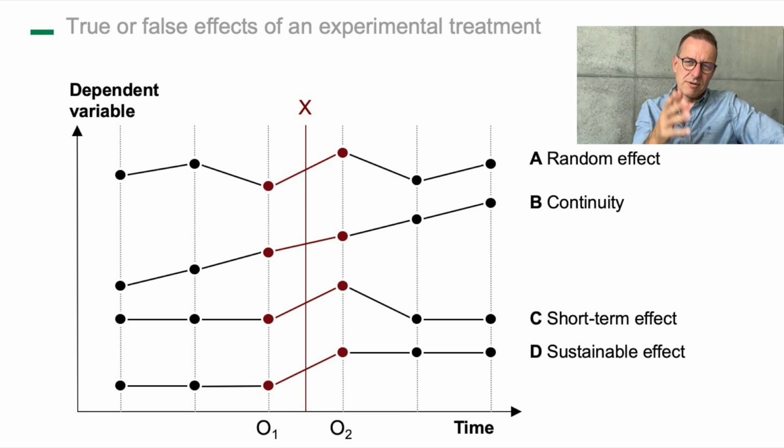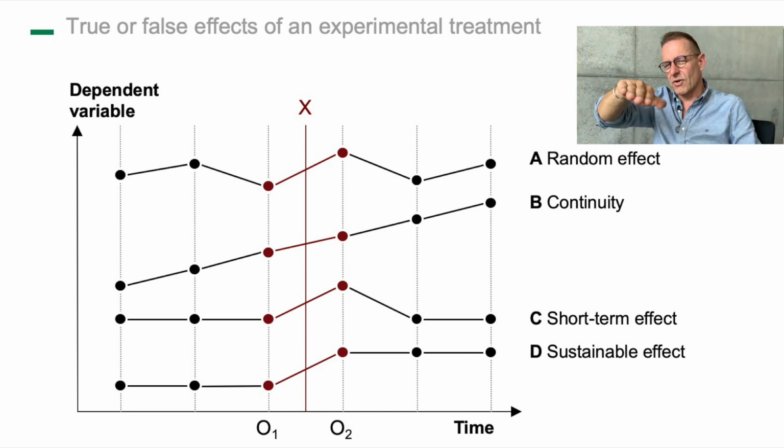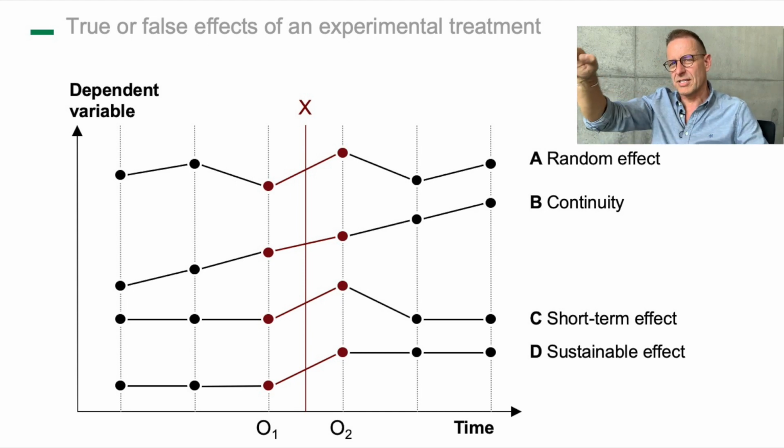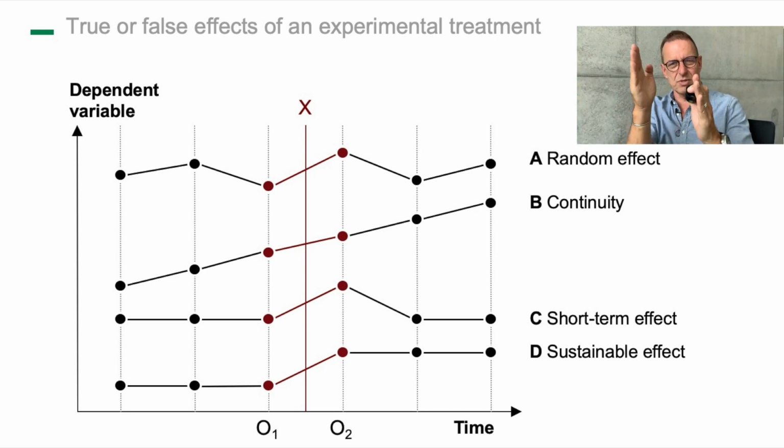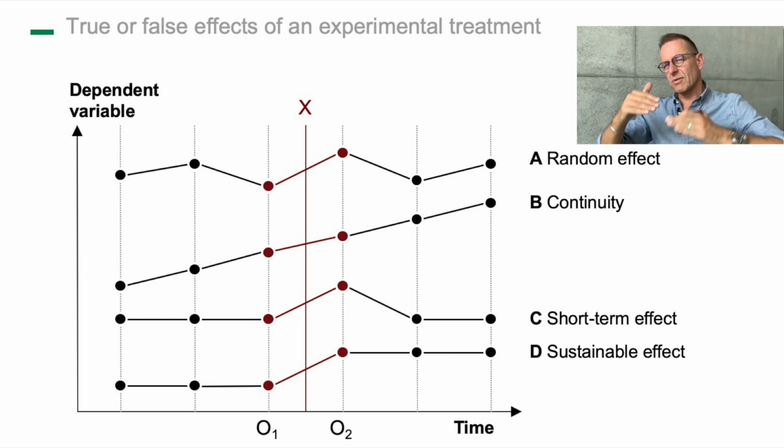Sometimes you have an effect between the first and second observation because there is a constant change overall. When things get better over the years, and you just compare two measurement points at two different points in time, of course you have an increase from one point to the other. Sometimes you have just a short-term effect, and then it goes back down. Sometimes you have a sustainable effect. So it's very important to look at the changes in the long term.